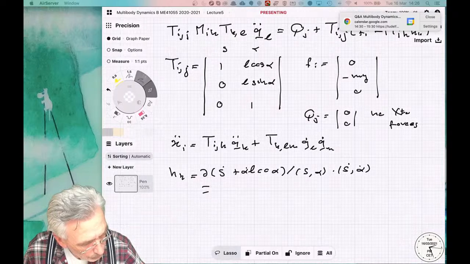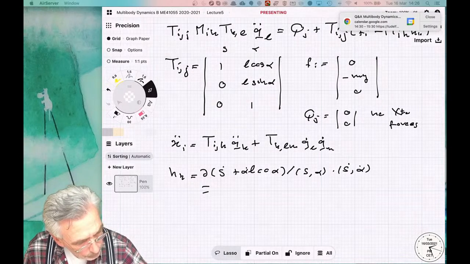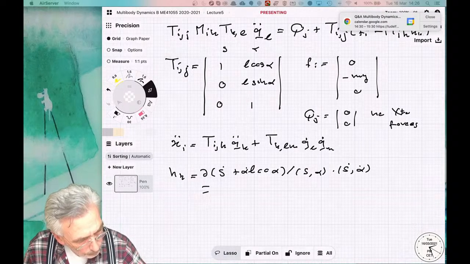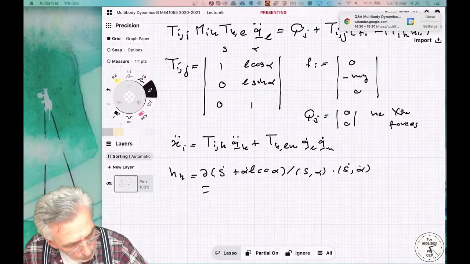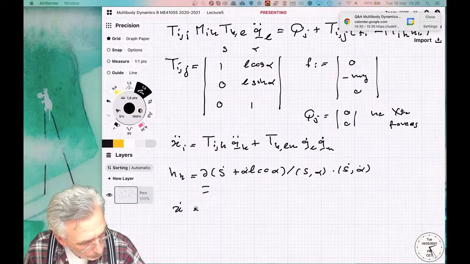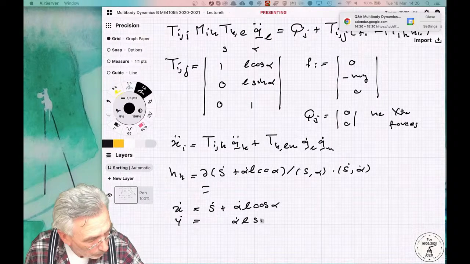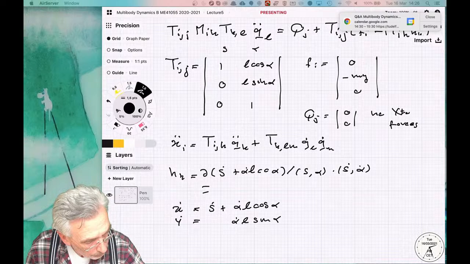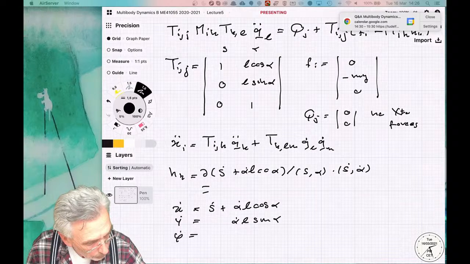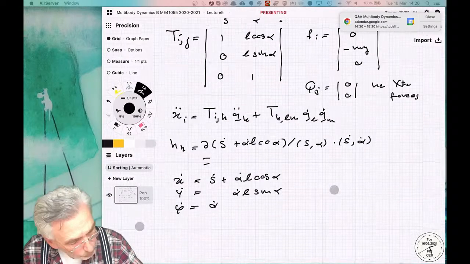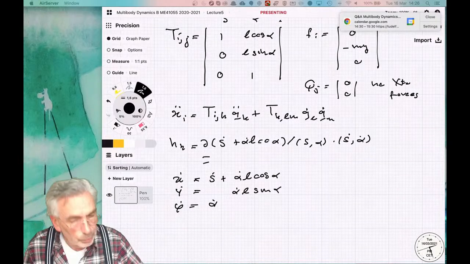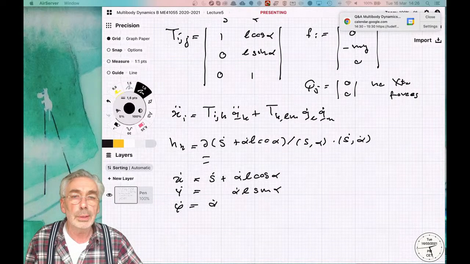Maybe it's good to write down the speed again. Oops. X dot, what was it? S dot plus alpha dot L cosine alpha. Y dot is just alpha dot L sine alpha. And then phi dot is just alpha dot, right? Now for these convective terms, I only have to differentiate with respect to the coordinate and then times the speed of the coordinate.